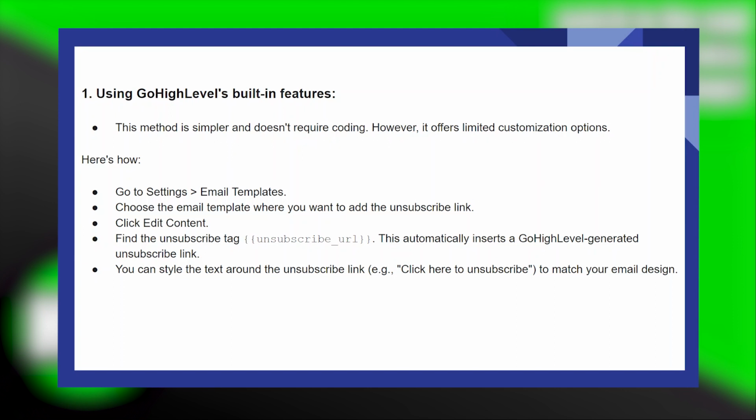Here's how. First, go to Settings, then Email Templates. Choose the email template where you want to add the unsubscribe link. Then click on Edit Content. Find the unsubscribe tag or unsubscribe URL. This automatically inserts a Gohighlevel generated unsubscribe link.